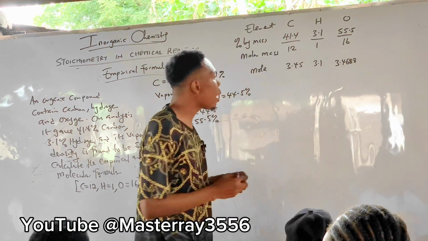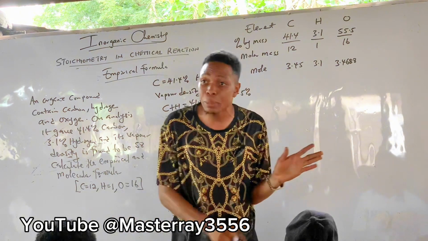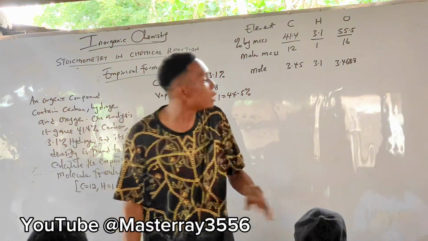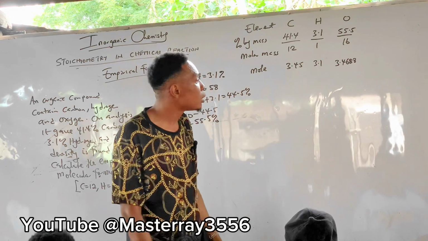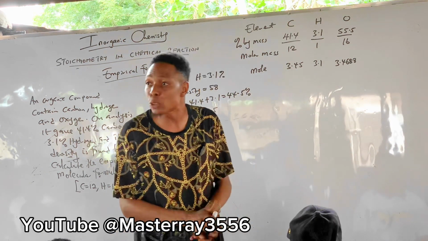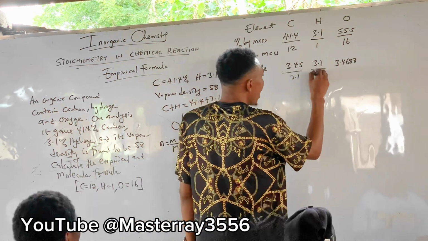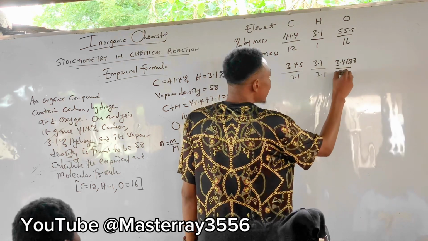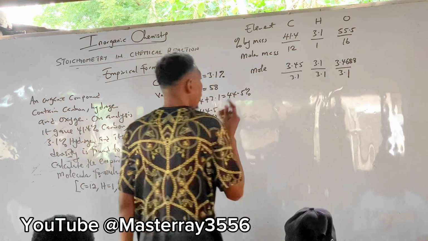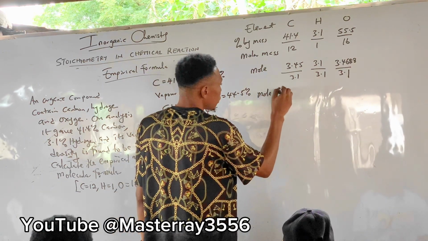All right. So this time around, what's the empirical formula? The simplest whole number. Are you getting me? You are going to divide by the smallest number. The smallest number here is 3.1, right? You divide through by 3.1. So here will be divided by 3.1, divided by 3.1, and divided by 3.1. Are you getting it? Yes. All right. So after that, we are going to have what's called the mole ratio.